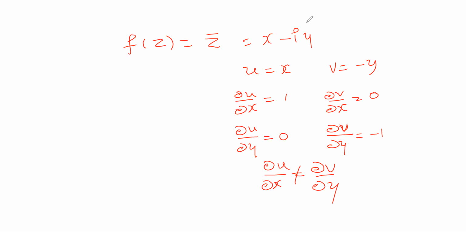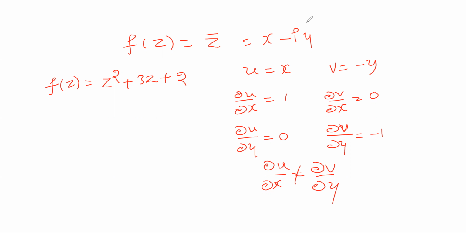So that means the complex conjugate is not an analytic function. Is it clear? Now I'll take some polynomial, say z square plus 3z plus 2. I think I have already taken this problem. Any polynomial in terms of z is always an analytic function.